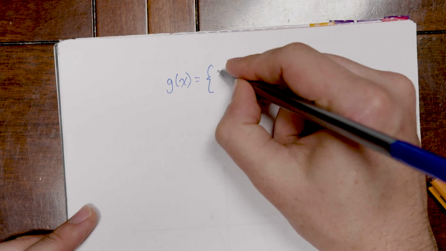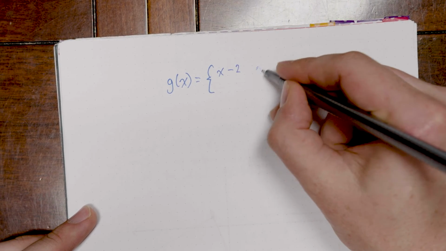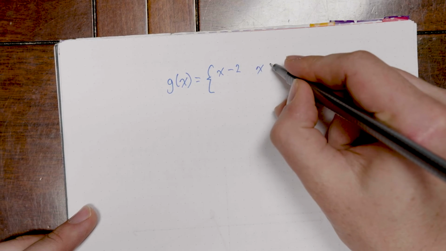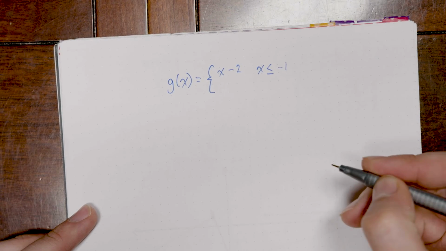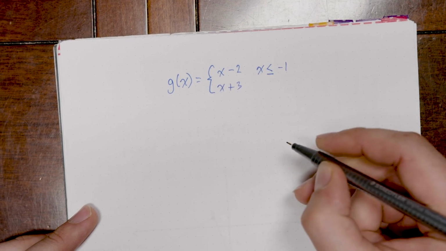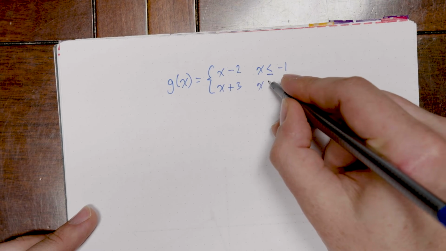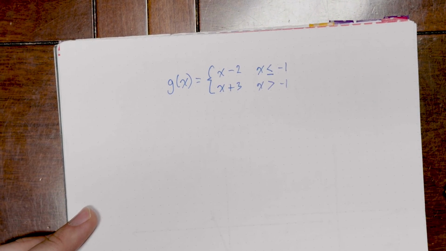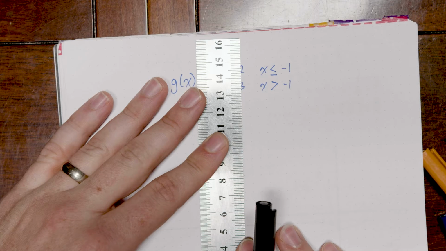We're going to do x minus 2 when x is less than or equal to -1. And let's say it's going to be x plus 3 when x is greater than -1. Okay, so let's graph this one. Let's draw our axes.